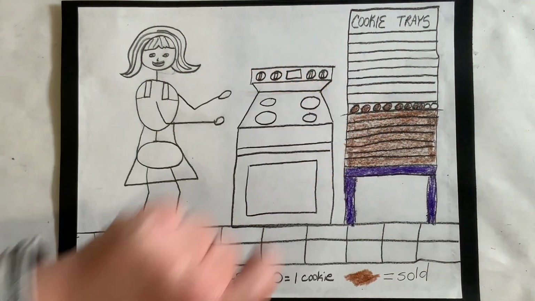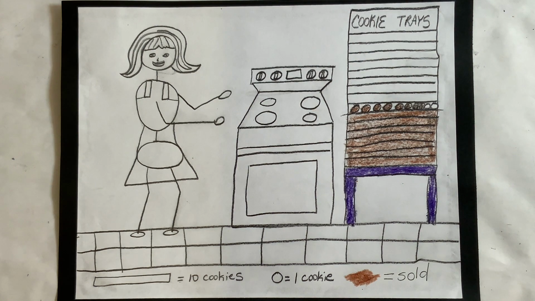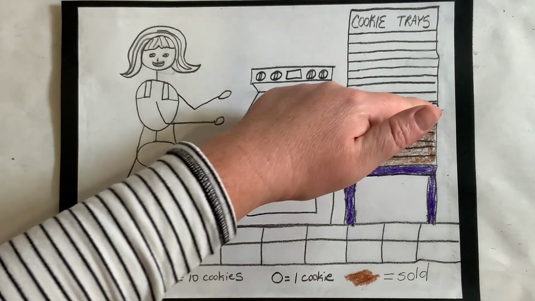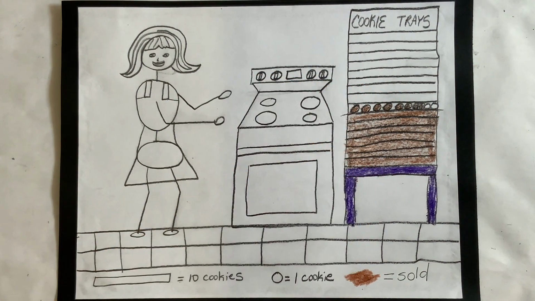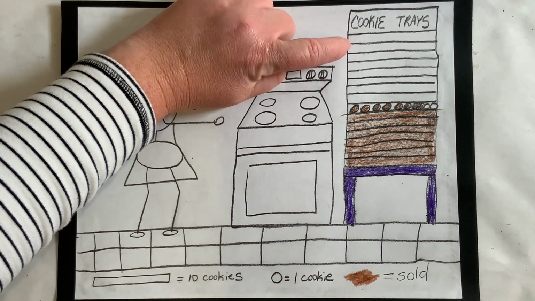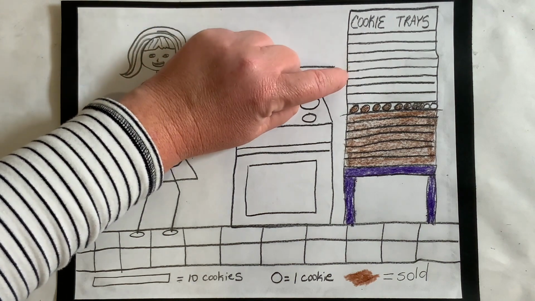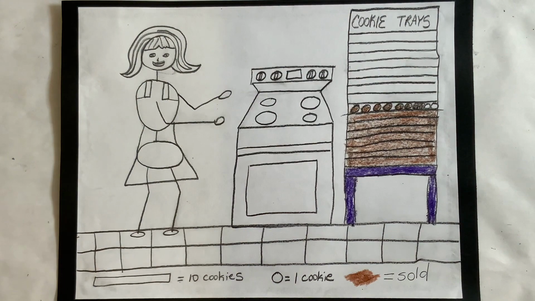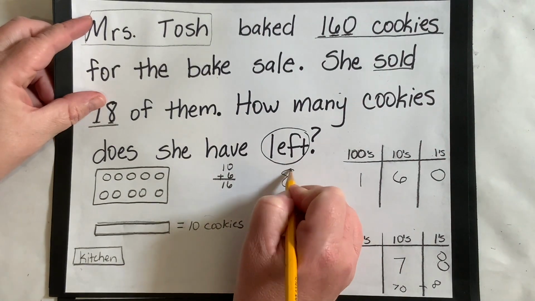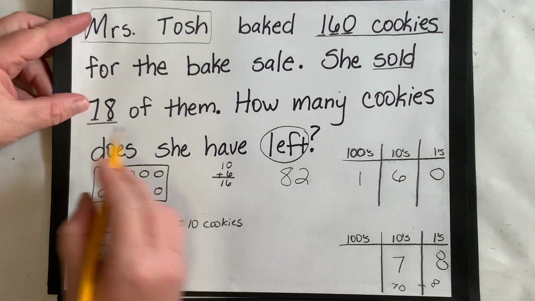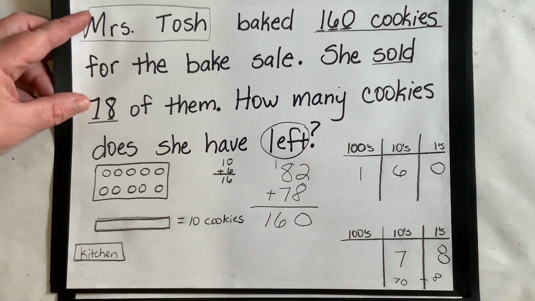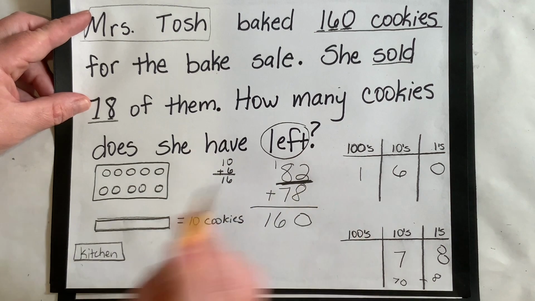So you should have how many circles colored? 8 circles. Very good. And that will leave us how many circles not colored? 2, because 8 plus 2 is 10. We only have 10 cookies on a tray. So by doing this, now we can figure out how many she has left to sell. Let's count. Ready? Count with me. 10, 20, 30, 40, 50, 60, 70, 80, 1, and 2. Let me write that down. She has 82 cookies left. Let's check it. Let's add 78 plus 82. We should end up with, look at that, 160. So she has 82 cookies left.